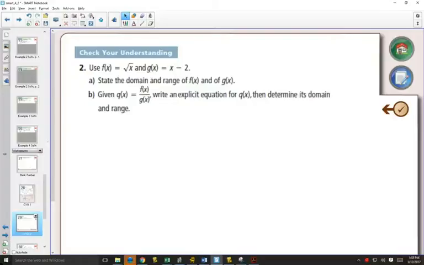We have the square root of x and x minus 2. State the domain and range of each of them. I'll color code them again. This will be blue. This will be green.